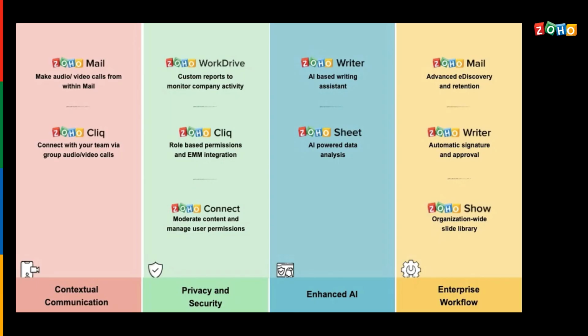With Mail's eDiscovery and retention, which you can access from Zoho Mail's admin console, you can ensure that important email data does not go missing and that you're able to find just what you need in case of a compliance or legal issue. Writer's automation with Zoho Sign simplifies the process of getting approvals and signatures on important employee documents.